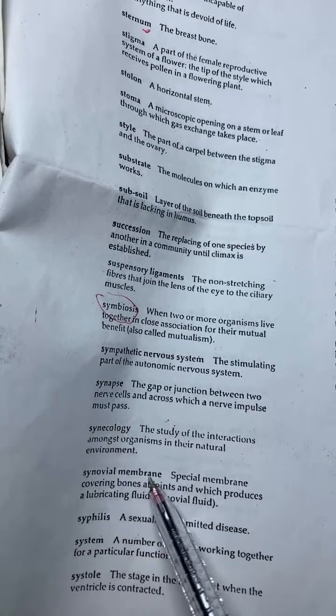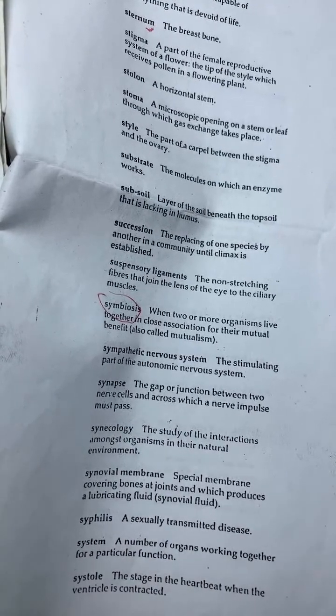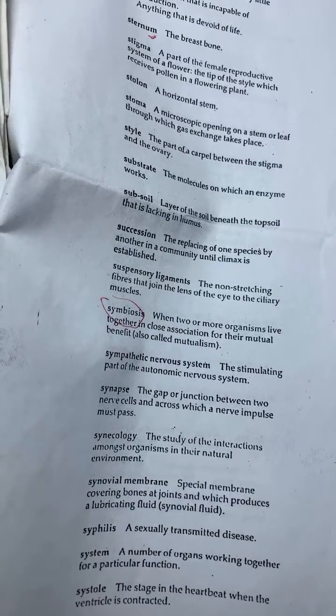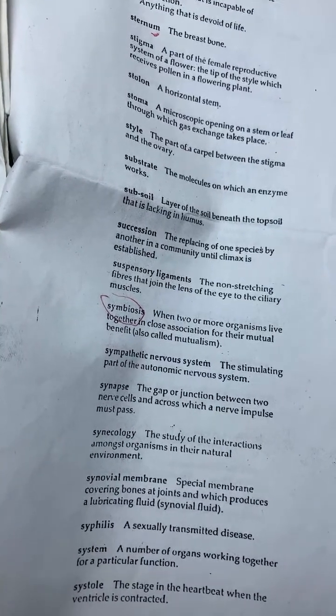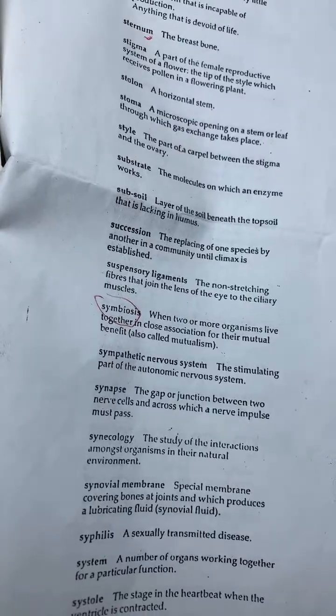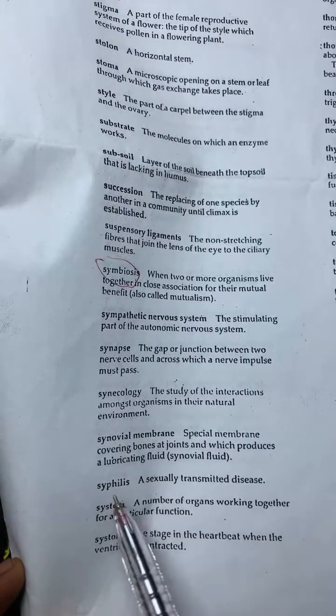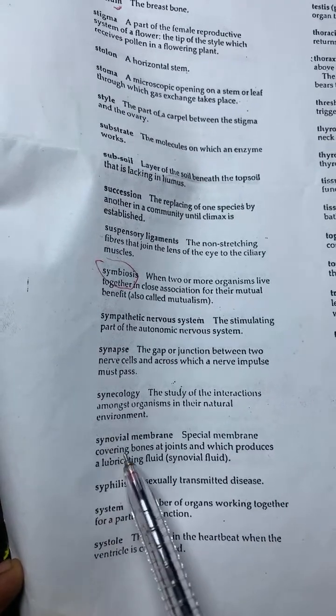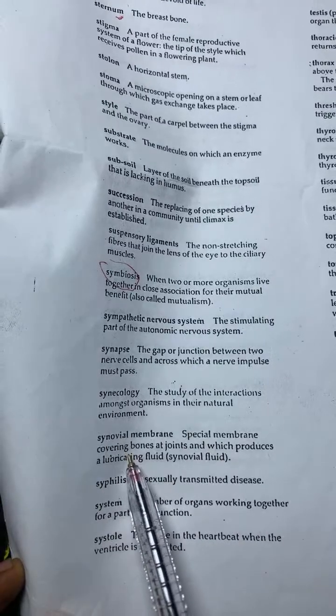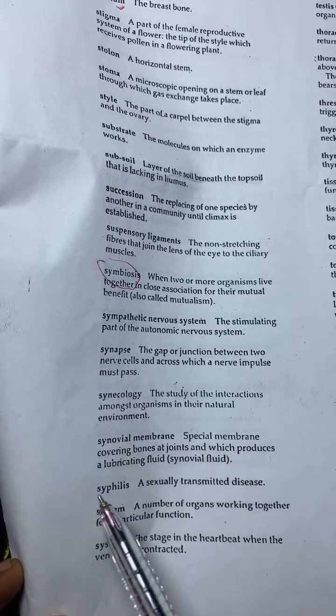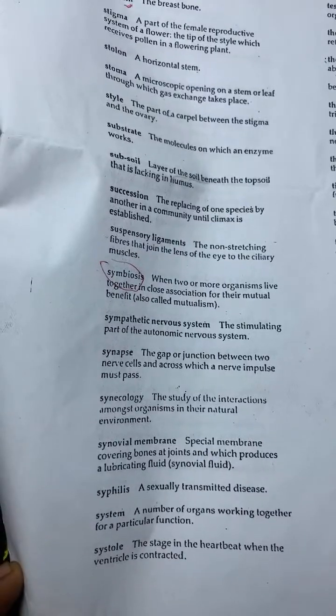Now move to synecology, the study of the interaction among organisms in their natural environment. So when we study the interaction amongst organisms in their natural environment, not organisms that we force to stay in, but in their natural what? In their natural environment, it's called what? Synecology. Now, synovial membrane is a special membrane covering bones at joints, which produces a lubricating fluid called what? The synovial fluids.